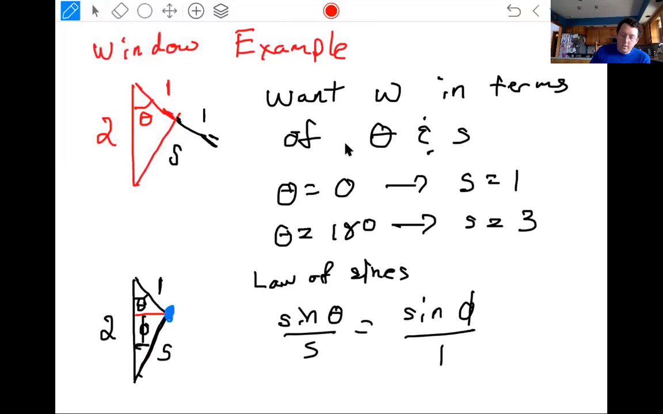And then also from this triangle, I know that if I were to add up the vertical part of this small triangle plus the vertical part of the medium triangle, they have to add up to the vertical component of the large triangle, which is 2. So I get the following equation. I know that 2 must equal 1 cosine theta plus s cosine of phi.